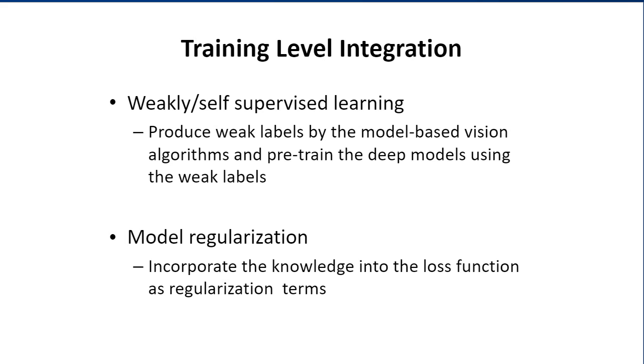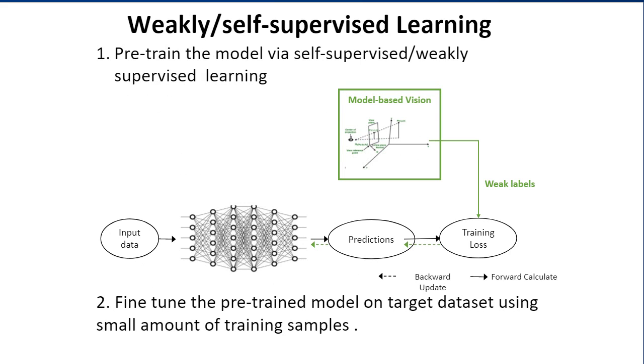So first, let's look at weakly self-supervised learning. This is the basic idea, right? We still have a model-based vision. So this is the vision developed based on the theory, right? For a particular domain, we may have a lot of images, but we do not have labels. So what we can do is use this model-based vision to produce a lot of labels. But these labels are not good, they are weak labels. But we can automatically generate a large quantity of weak labels.